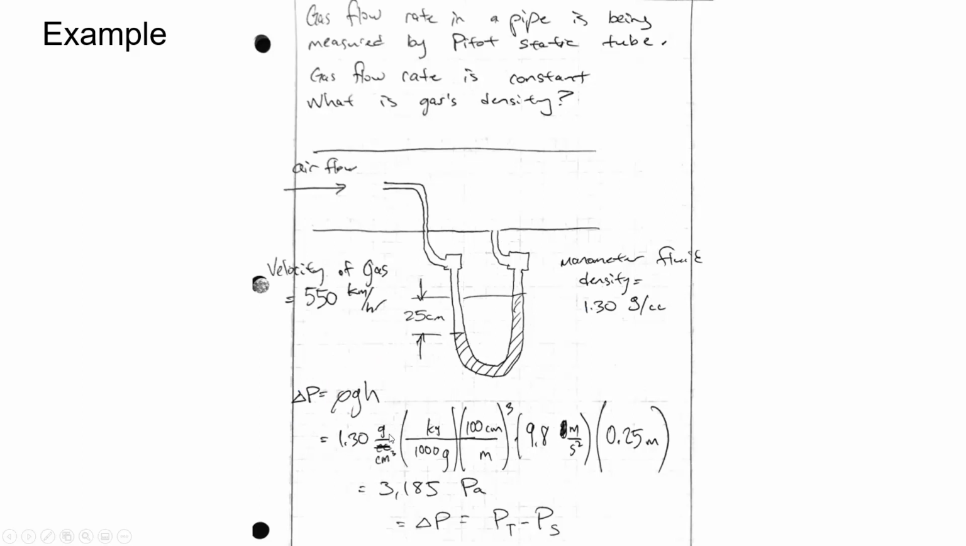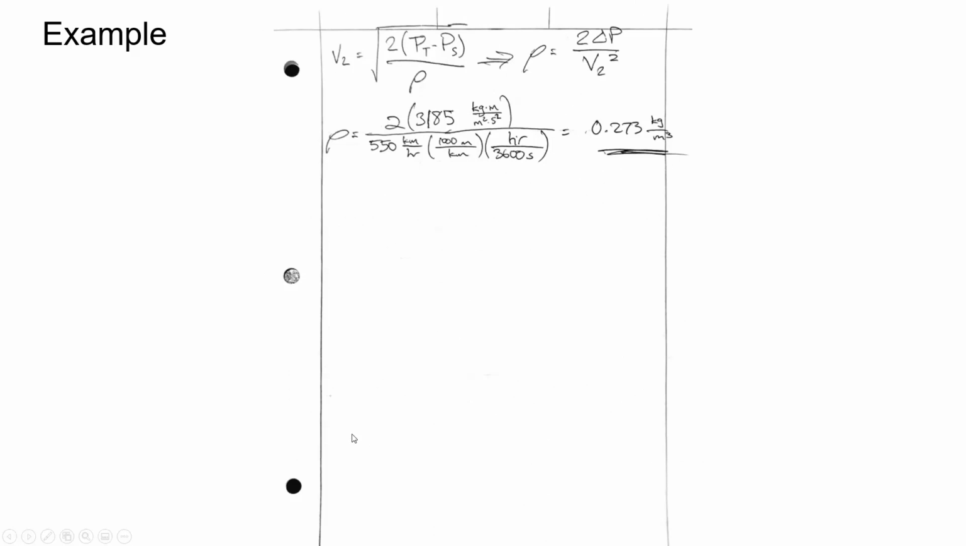We put in the 1.3 grams per centimeter cubed. We convert the grams to kilograms. We convert the centimeters to meters. We put in our 9.81 meters per second squared for the gravity. And we have the 0.25 meters for the height. We do that, we get a pressure change between P1 and P2 of 3,185 pascals. That change in pressure is going to be the total pressure minus the static pressure, P1 minus P2. So we can put that into our equation.